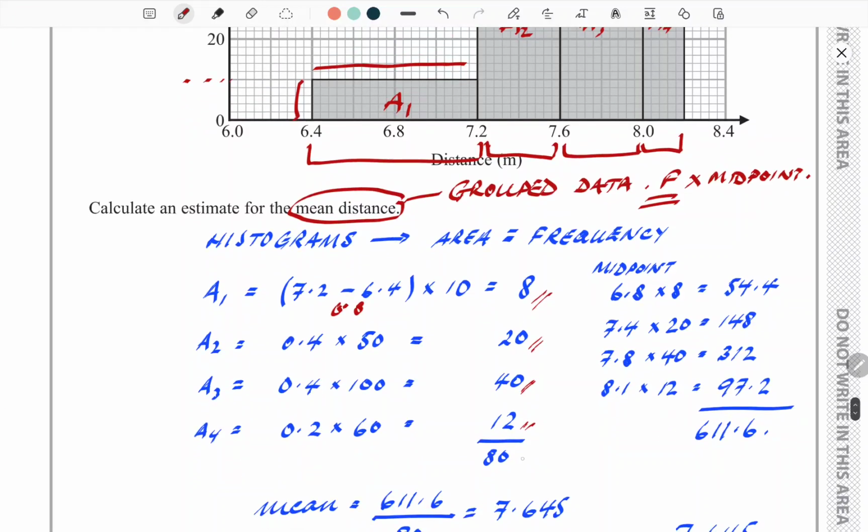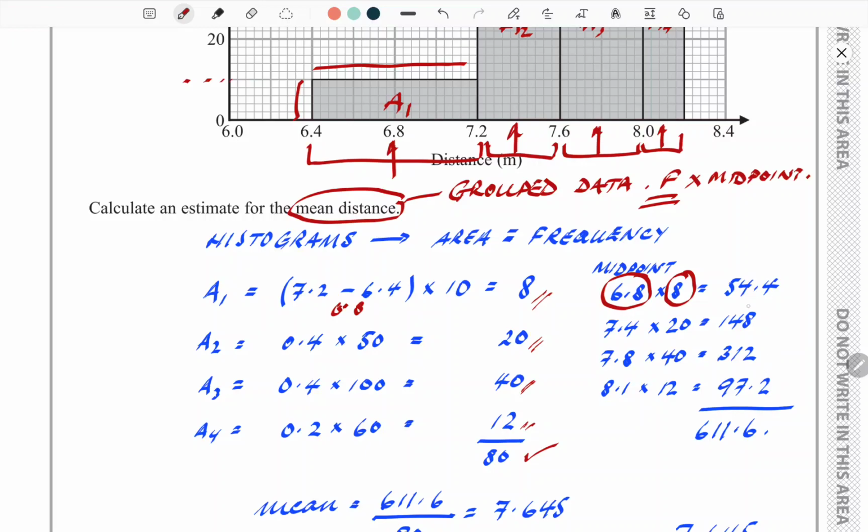So that just verifies it. It said 80 at the beginning of the question, so that's fine. We then have to work out the midpoint of each of those groups. The first one, the midpoint is there. Second one, midpoint is there. Third one, this one here is perhaps a little more tricky, 8.1. And all we're doing is multiplying the midpoint by the frequency, and then adding up all the totals.